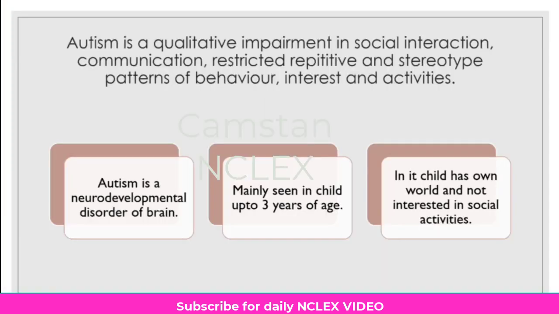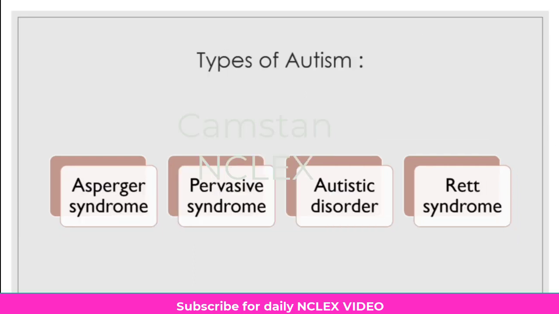Next, we talk about the various types of autism. The types of autism include mainly four types. First one is Asperger syndrome, second is pervasive developmental disorder, third is autistic disorder, and fourth one is Rett syndrome. Let us discuss one by one.